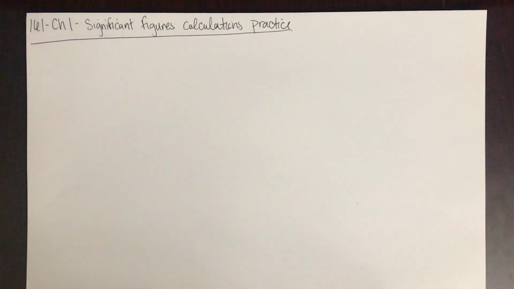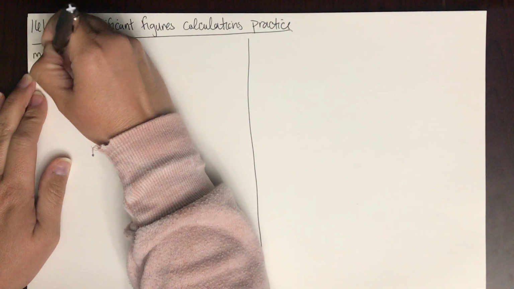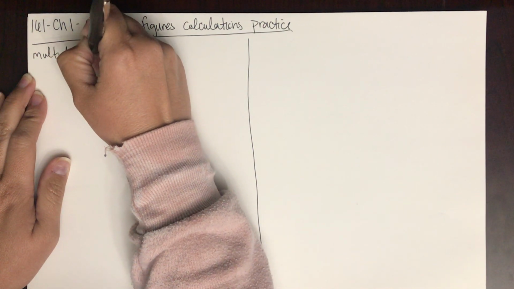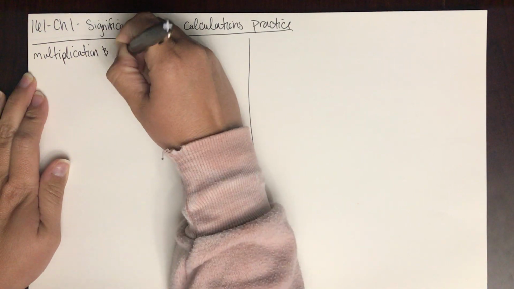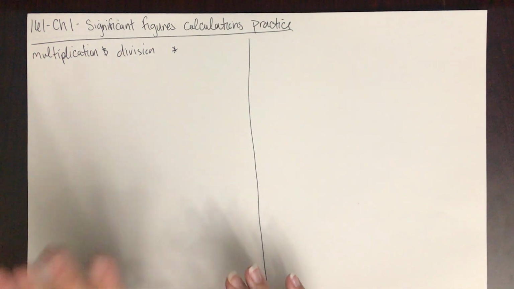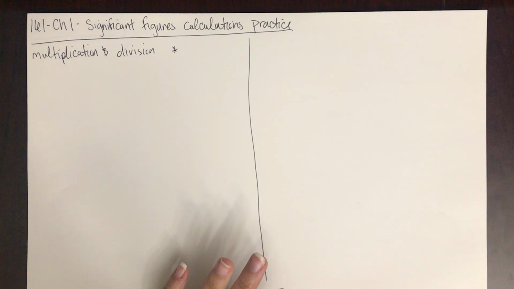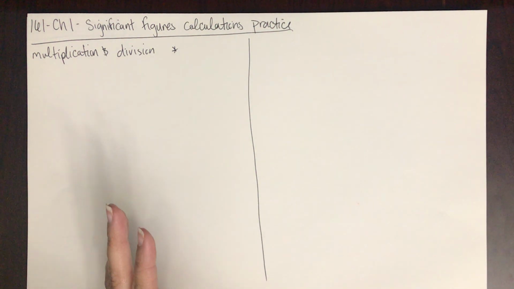Okay, let's talk about how we deal with significant figures in calculations. There are two sets of rules for dealing with significant figures in calculations. One has to do with significant figures with multiplication and division. This is the one that we will use by far most of the time. Most of the calculations that we'll be doing in this course will be involving multiplication and division.